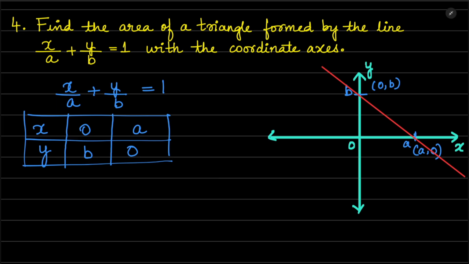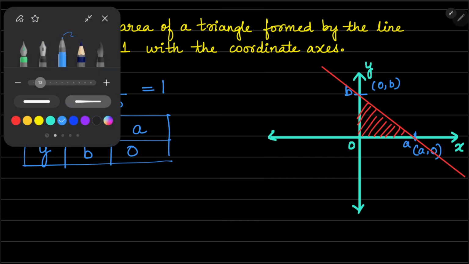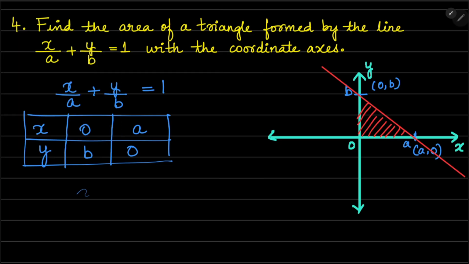Okay. Now it is forming a triangle. Can you see it is forming a triangle with the coordinate axis here? See, this is your triangle. Okay. Now you have to find the area of the triangle. What is the area of a triangle? We know that area of the triangle is nothing but half into base into height. Area of a triangle formula is half into base into height.